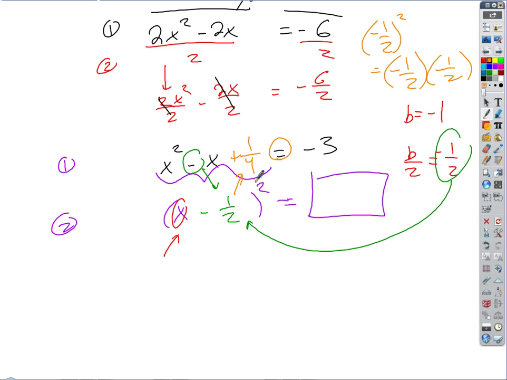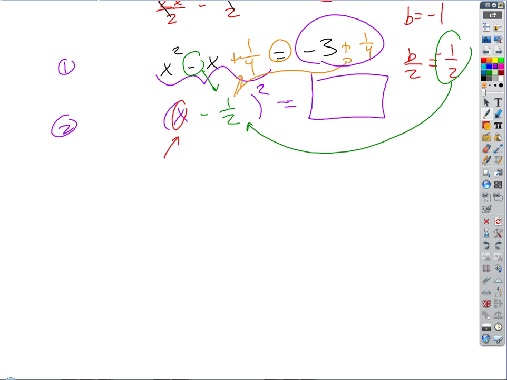But I've got to do the same thing to both sides, right? Because it's an equation. I can't just add something to one side of the equation and leave the other side hanging. I've got to do the same thing to both sides. And so that's important because that tells me what my number is going to be on the other side. I've got to figure out what -3 plus 1/4 is, right? That make sense? Okay?